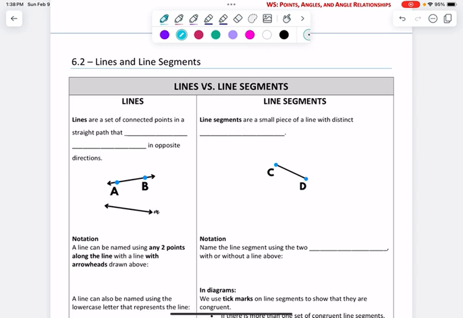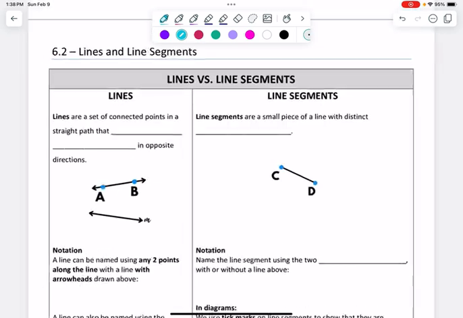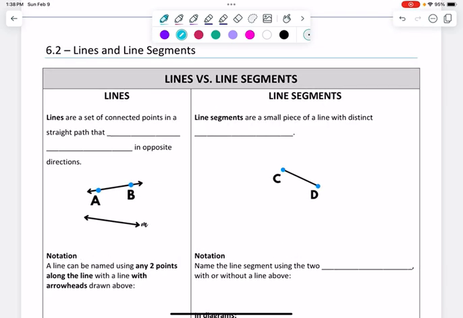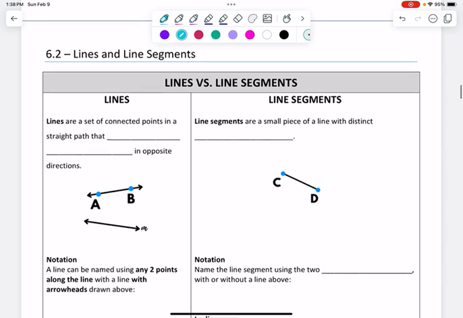Okay, welcome back. We are talking about 6.2, which is all about introducing lines and line segments. Since we're introducing them, we should probably formally start off with their definitions. If I take a look at a line, lines are a set of connected points in a straight path that go on forever in opposite directions.